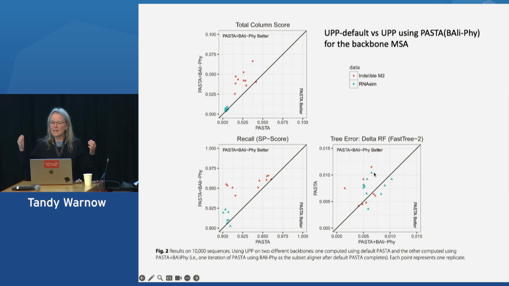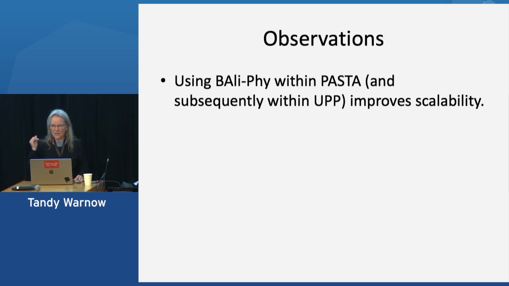So we can take these statistical methods that don't scale and make them scale by using them on subsets. That's the key idea. And it's not limited to BAli-Phy, it's not limited to MAFFT, it's really anything. Okay, so far the observations are that BAli-Phy within PASTA and then subsequently within UPP improves scalability and accuracy. Scalability improvement compared to BAli-Phy, accuracy compared to using MAFFT.